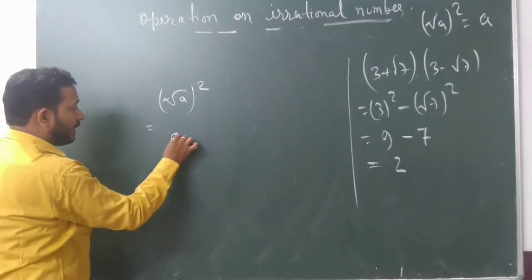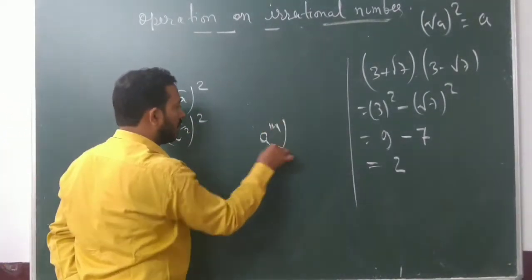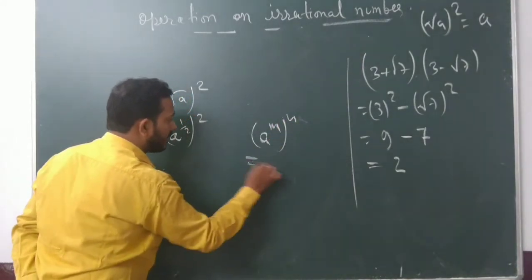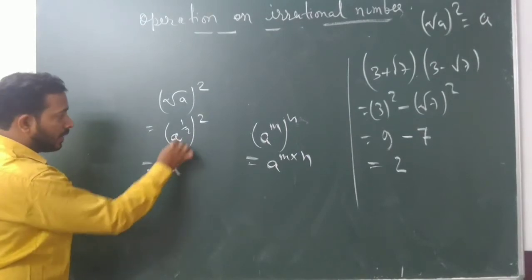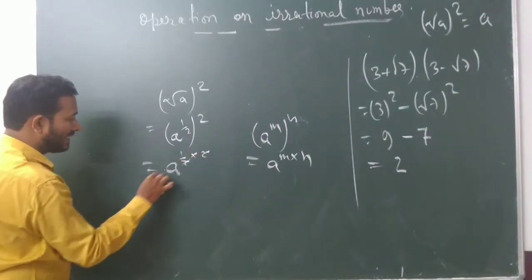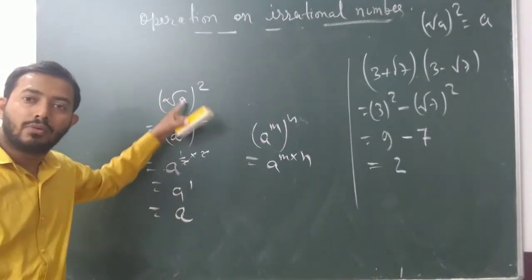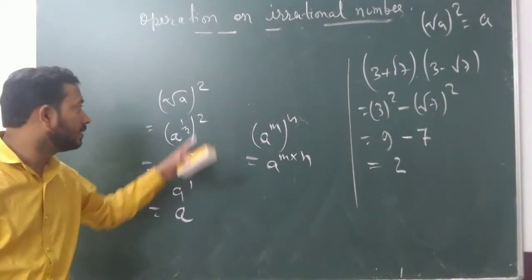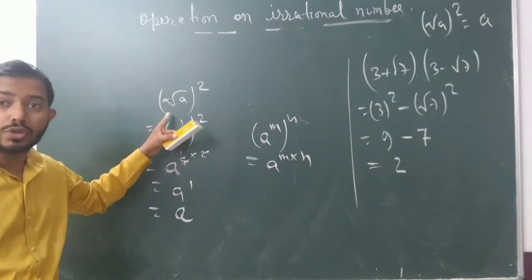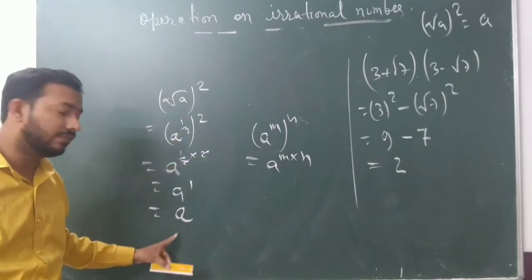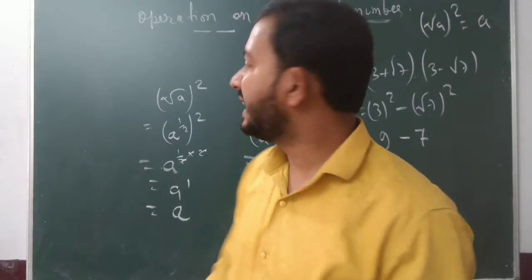now we can write here a to the power half, whole power 2, and we know that power of powers multiply, that means a to the power mn. So here we are going to multiply a to the power half into 2, and the 2s cancel each other, a to the power 1 is a. So this is your procedure to show that root over a whole square will give you a. Now we'll apply this for division.